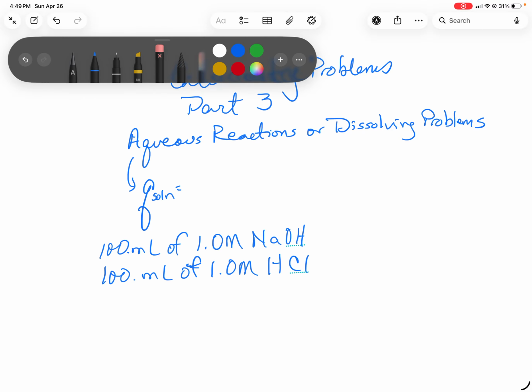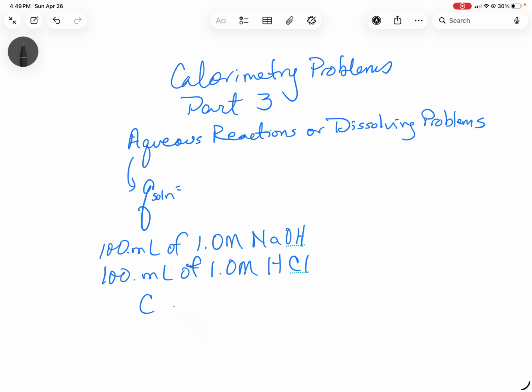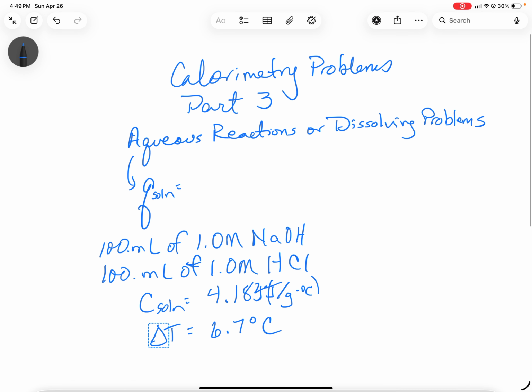I think the problem told us that the specific heat for the solution would be the same as the specific heat of water, 4.184 joules per gram degree C. We had a T initial and a T final. I don't remember what they were, but I think the delta T here was 6.7 degrees C when they were combined. What we were trying to solve here was delta H of the reaction.